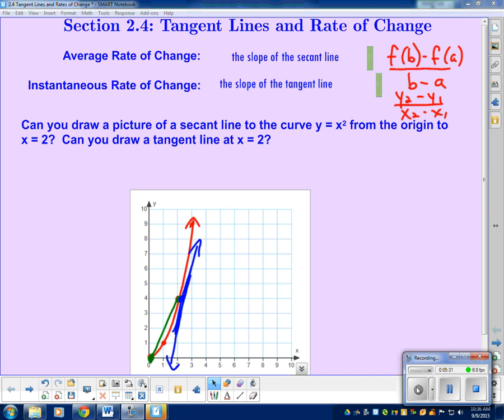I'm sorry, why are there 3 lines? 3 lines. Well, there's the curve, and then the secant line and the tangent line. Oh, okay. Yeah. So what you're saying, let's average.